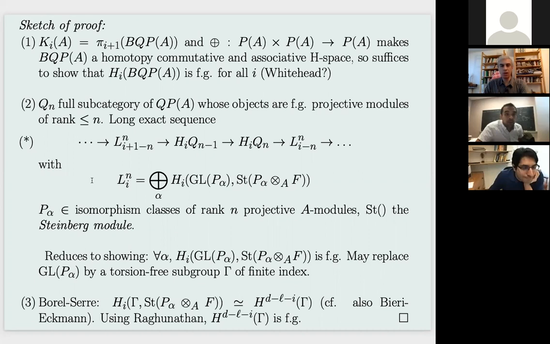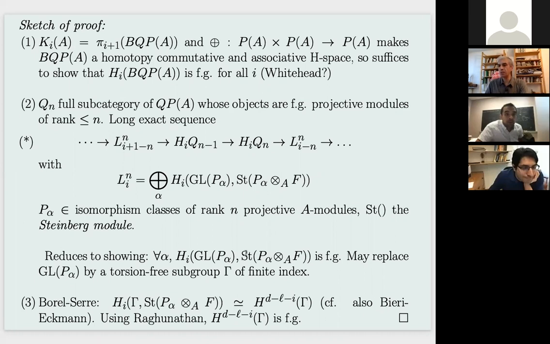I will go back to the Steinberg module later. You don't need to worry about it now. And alpha goes over isomorphism classes of these projective A modules. Since A is a ring of integers, it's a Dedekind domain, and its class group is finite. So this direct sum is finite. So Quillen reduces to showing that each individual homology group with values in the Steinberg module is finitely generated.